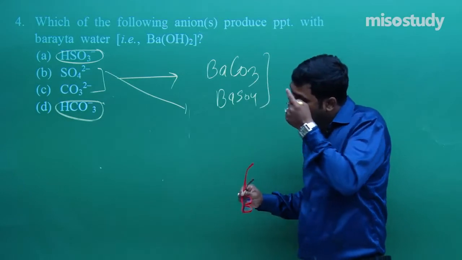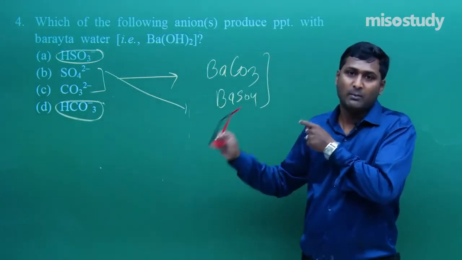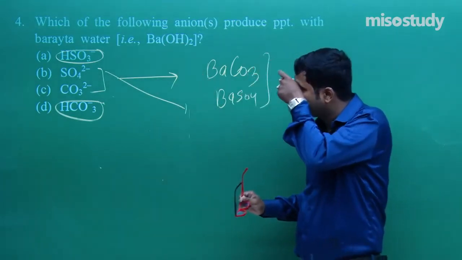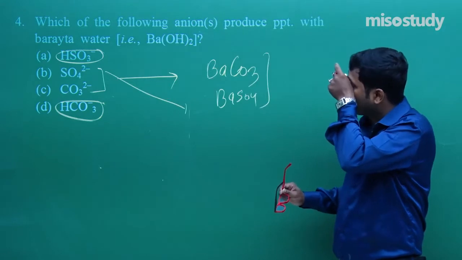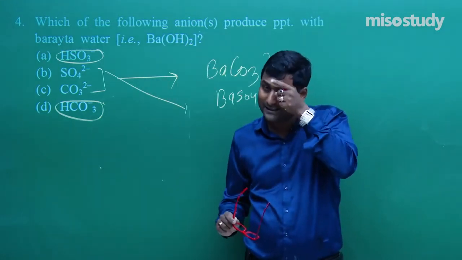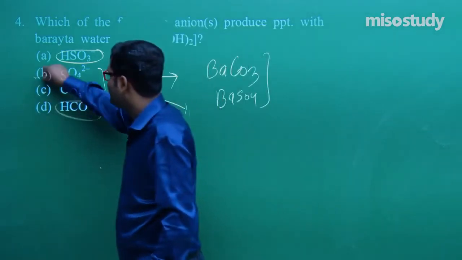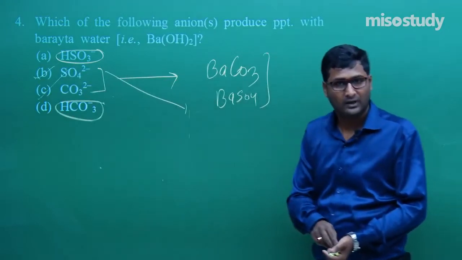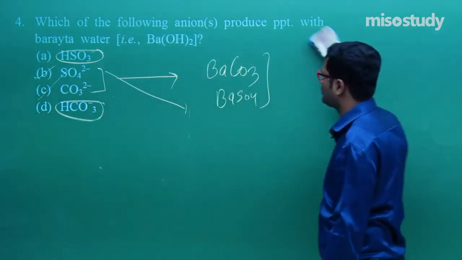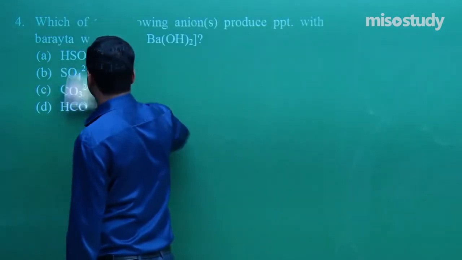Still, if you have any confusion, as I told you, in many books all options are correct. But according to my theory, B and C have a tendency to form a precipitate with baryta water. What is baryta water? Ba(OH)2. Clear, friend? So for this question, B and C is the correct option. Clear? Now I'm going to rub this part and move towards the next section. Next question, what will happen? Check it out.